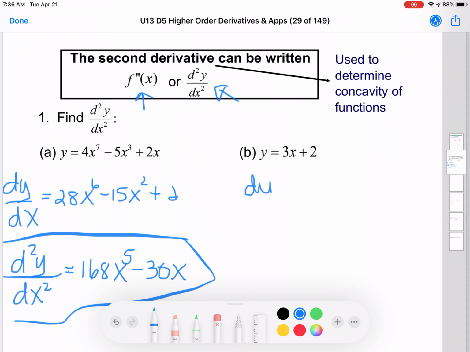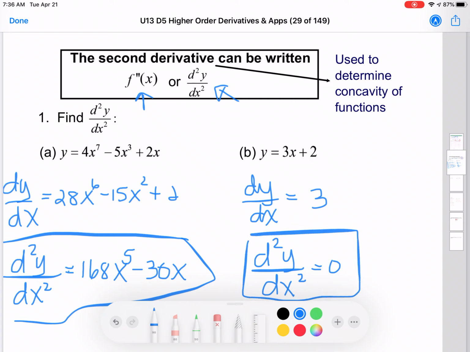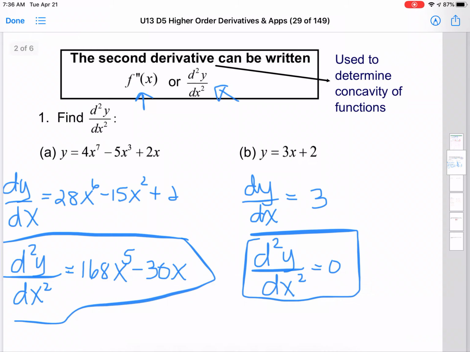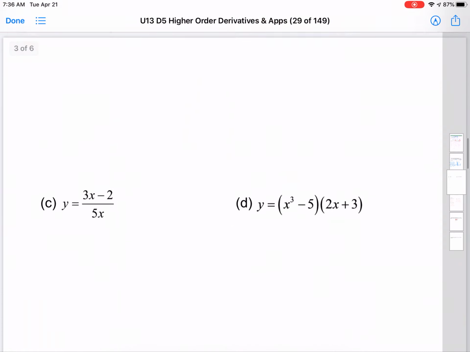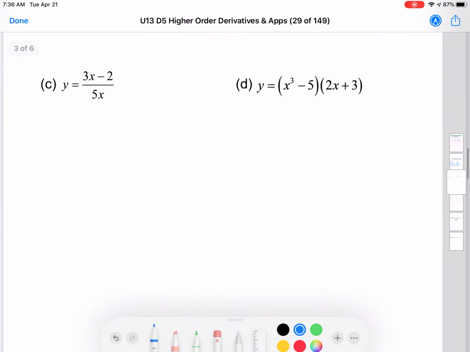Again, second derivative, so let's find the first derivative first. First derivative is 3. Second derivative, remember what the derivative of a constant is, 0. Okay, so not so bad there. Okay, let's do some more.